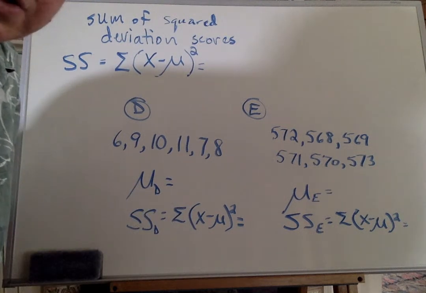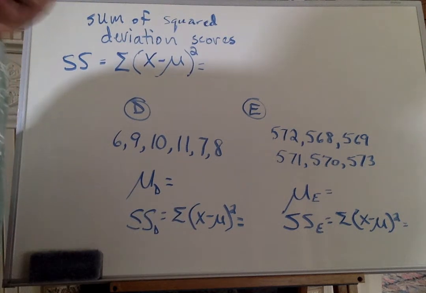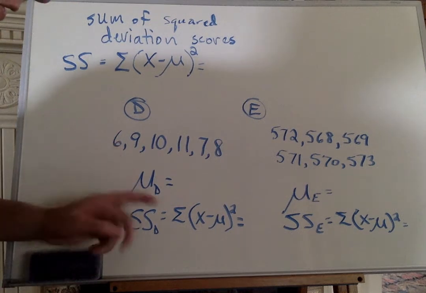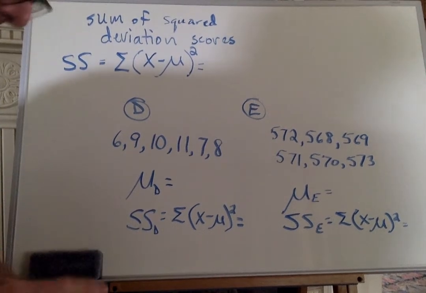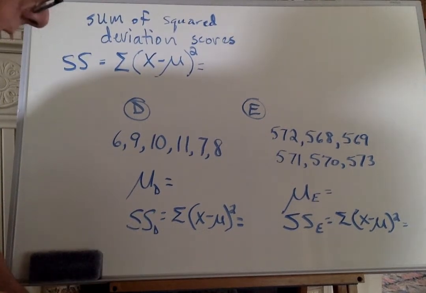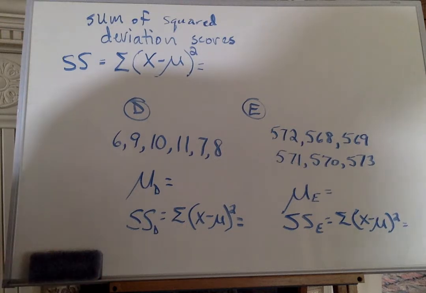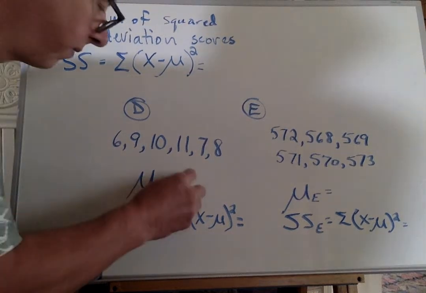Okay, so let's do our sum of squares for these two groups of numbers. First thing I'm going to do, in order to do this formula, is to calculate the mean. So let's just do that quickly. I know you've probably already done it. Plus 10 plus 11 plus 7 plus 8 equals, we're going to divide by 6. So the mean here is 8.50.